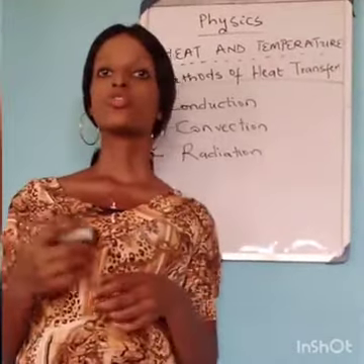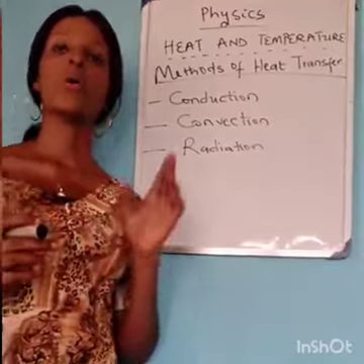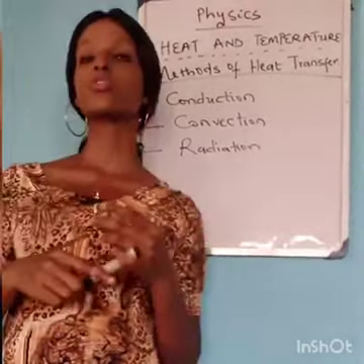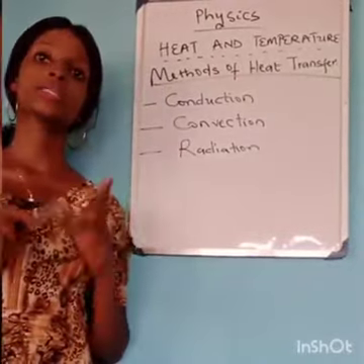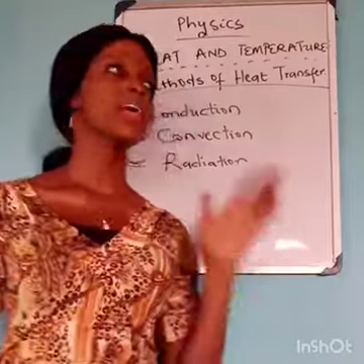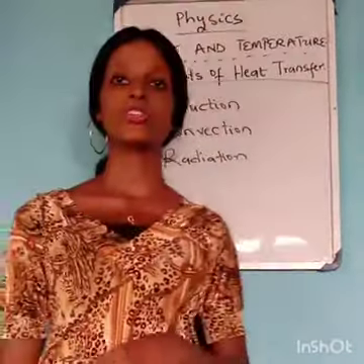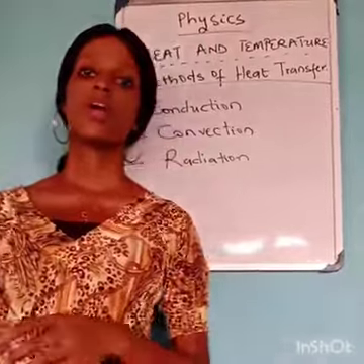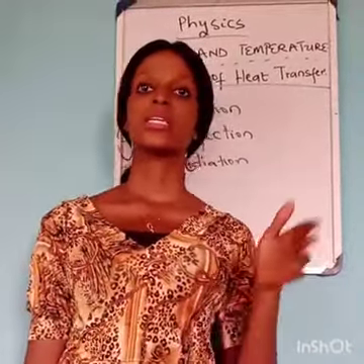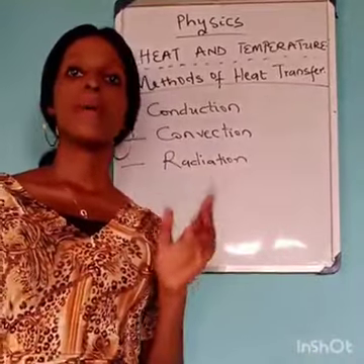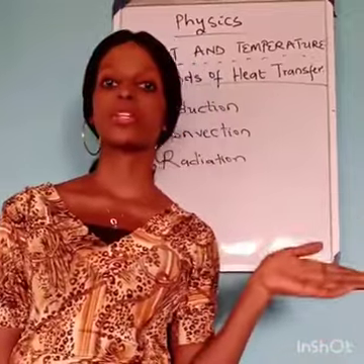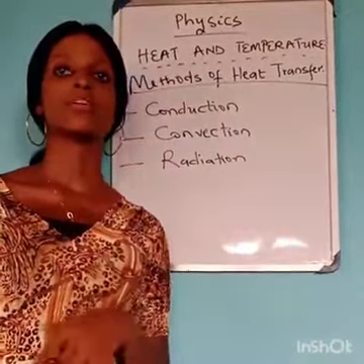Materials that conduct heat perfectly well are known as conductors, while materials that do not conduct heat are known as non-conductors or insulators. Taking the second method, convection. What is convection? Convection is a method of heat transfer, whereby heat is transferred in gases or liquids by the actual movement of the heated fluid from a region of higher temperature to a region of lower temperature.